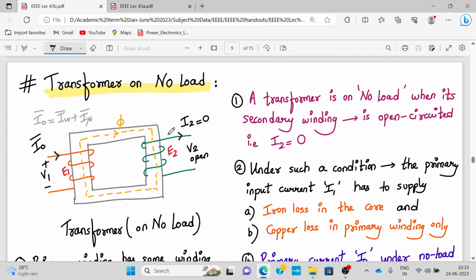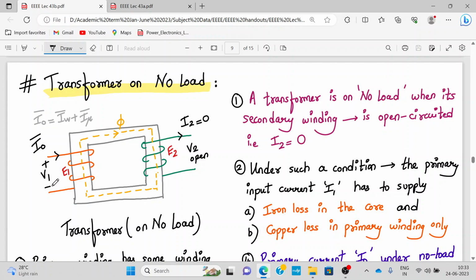Let us discuss the transformer on no load. Now what do you mean by transformer on no load? A transformer is on no load when its secondary is open. Secondary is open circuited, that is I2 is 0. So this is my transformer core. Then we have this magnetic flux linking both the primary and the secondary winding. Here the orange color is my primary winding, green color is my secondary winding.